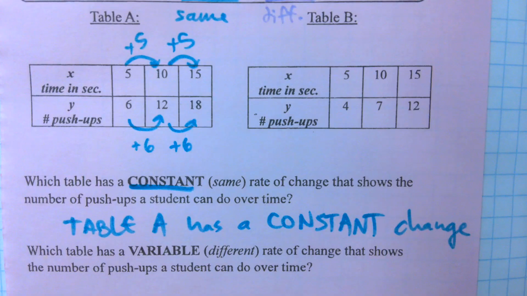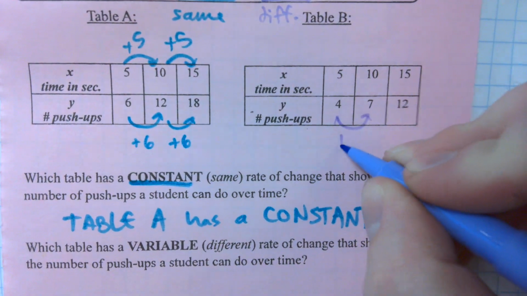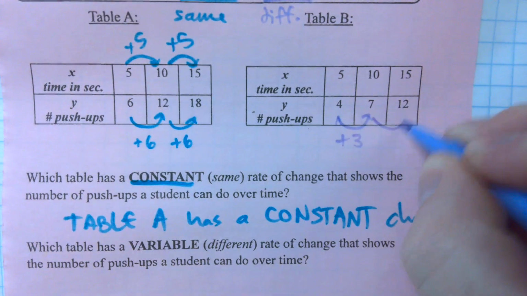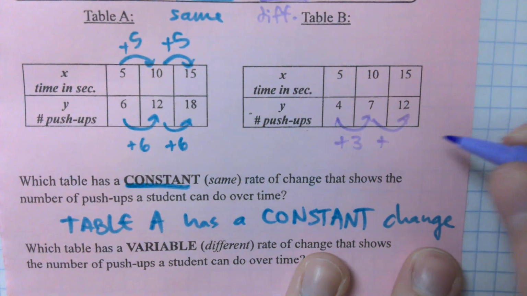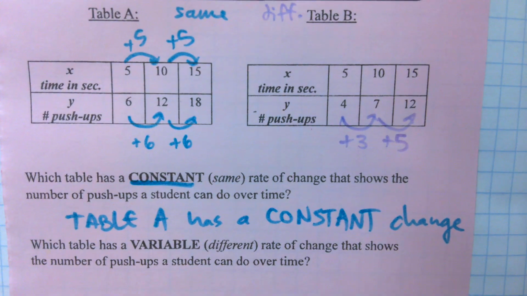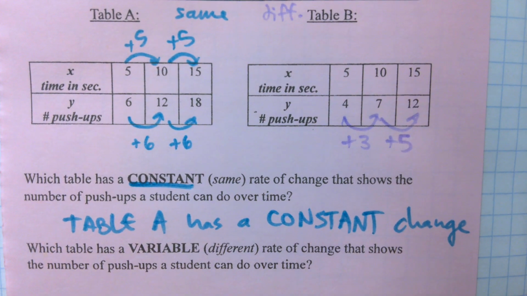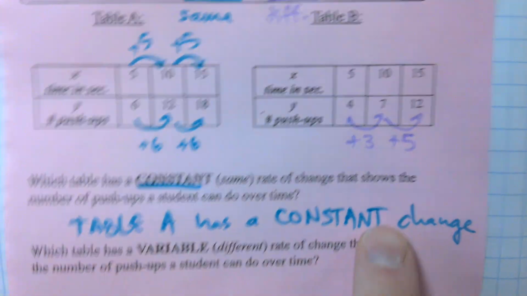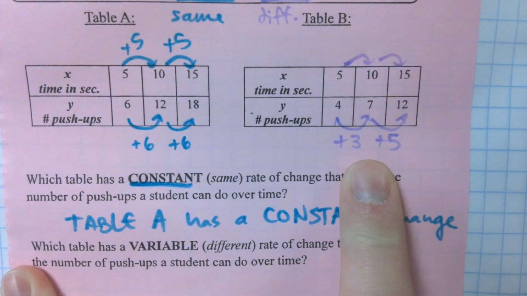But what about table B? How would I get from 4 to 7 push-ups on table B? Plus 3. What about from 7 to 12? Plus 5. Plus 5. How's it going? I'm going to have you sit right behind Keyshawn. Keyshawn, raise your hand for me real quick. And then I'll come talk to you in just a minute, okay? On the top, how do I get from 5 to 10 and 10 to 15, though?